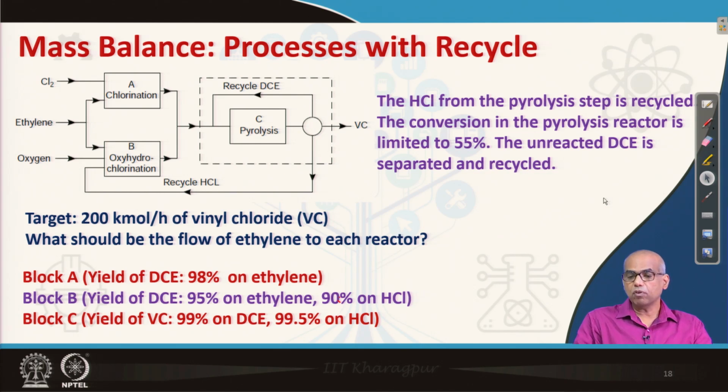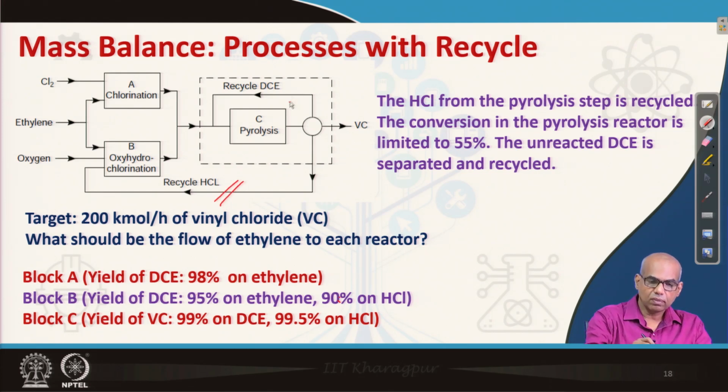Note here the HCl from the pyrolysis step is recycled. The conversion in the pyrolysis reactor is limited to 55% and the unreacted dichloroethane is separated and recycled. So, HCl is recycled, dichloroethane which is unreacted is separated and recycled.